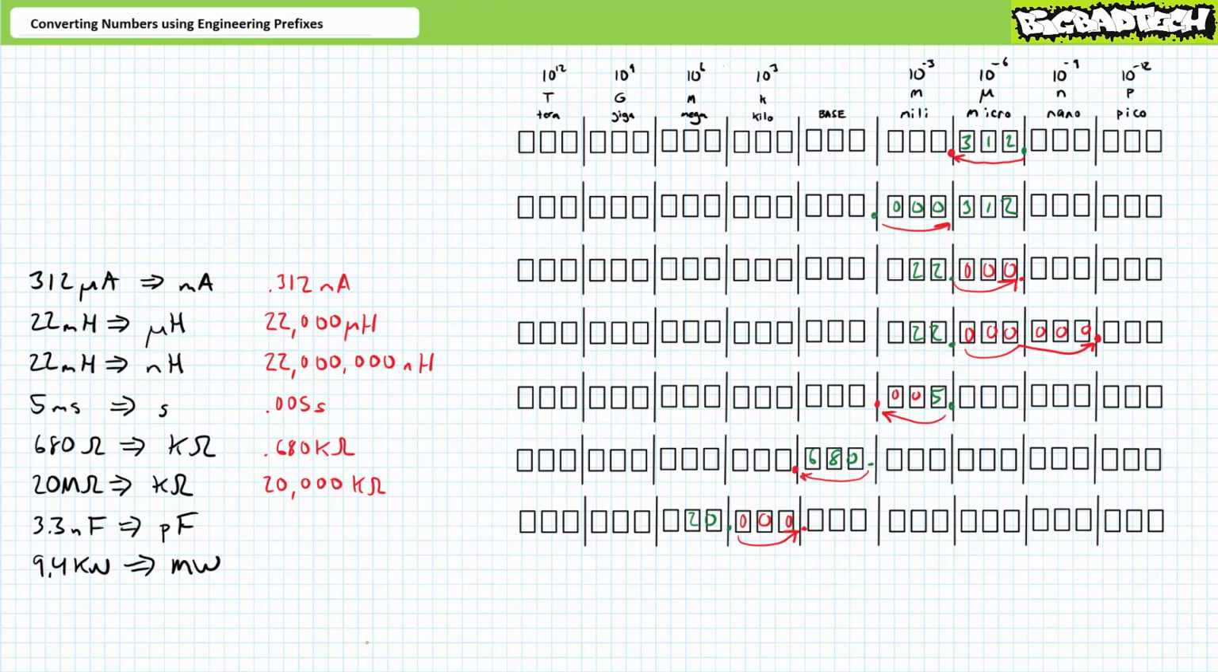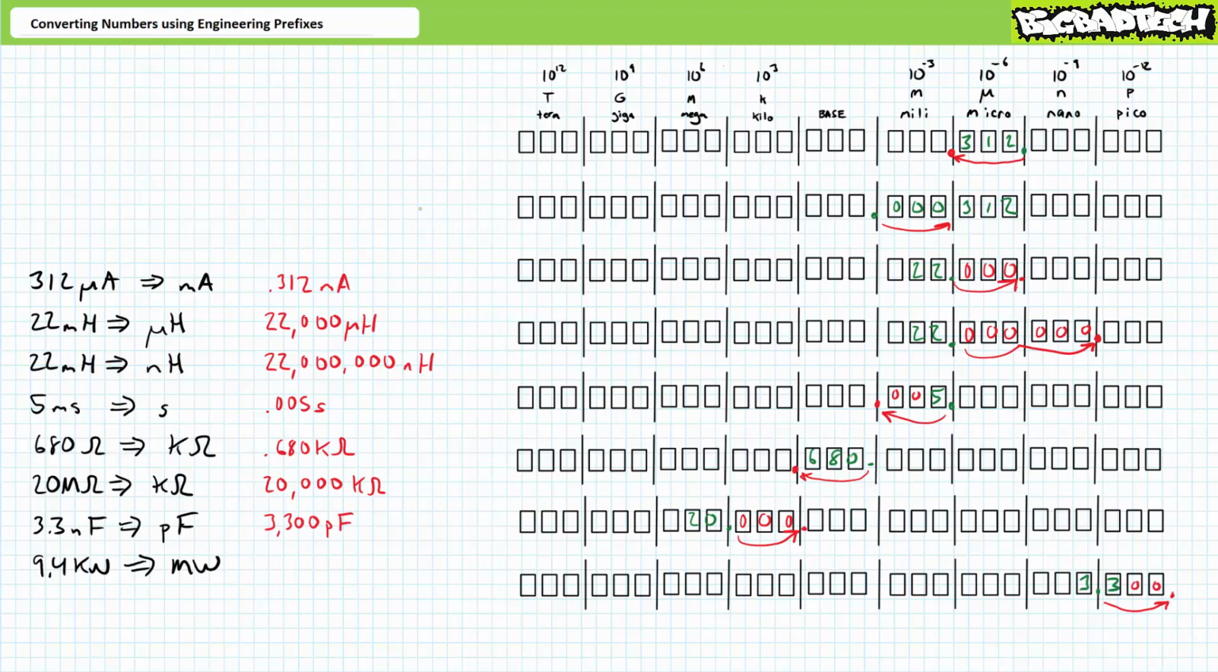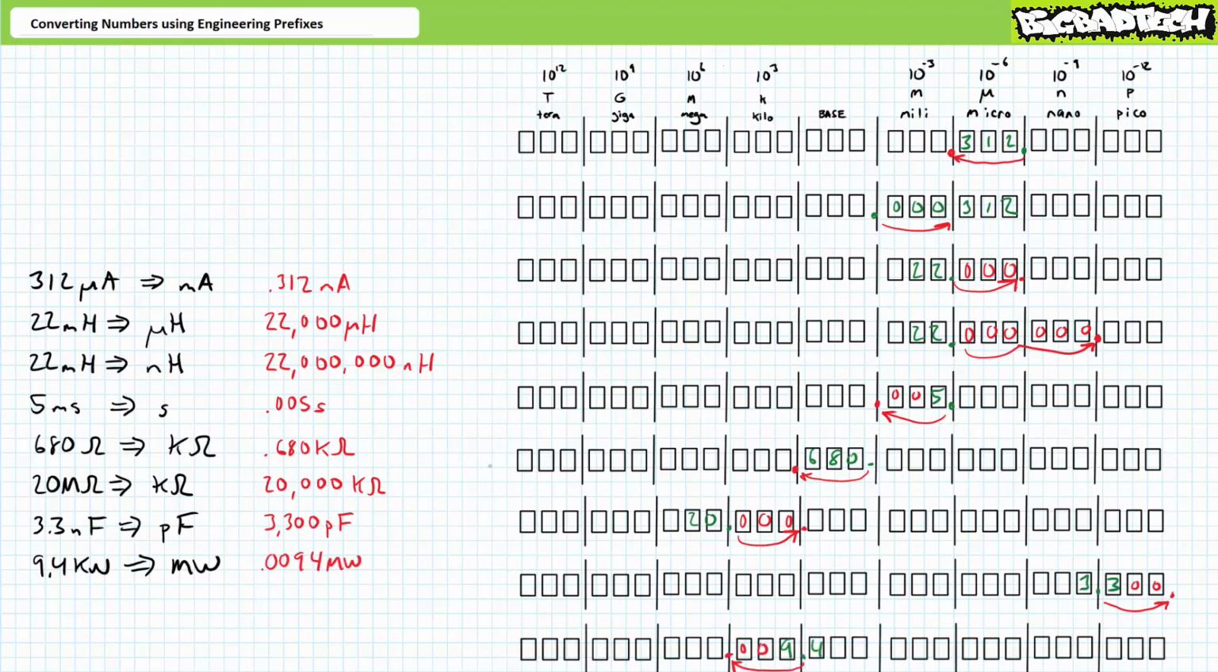Similar techniques yield the following equivalencies for the remaining problems. 3.3 nanofarads is equivalent to 3,300 picofarads. Finally, a shift of the decimal point 3 positions left demonstrates 9.4 kilowatts is equivalent to 0.0094 megawatts.